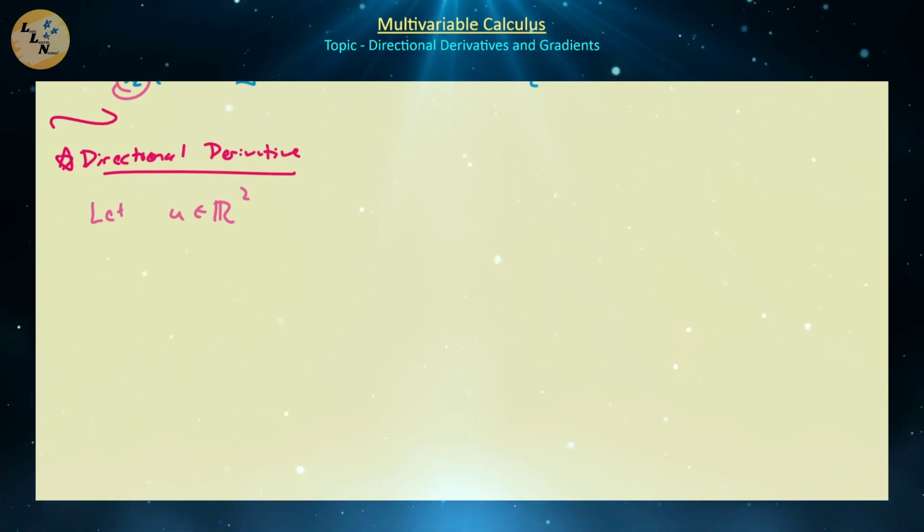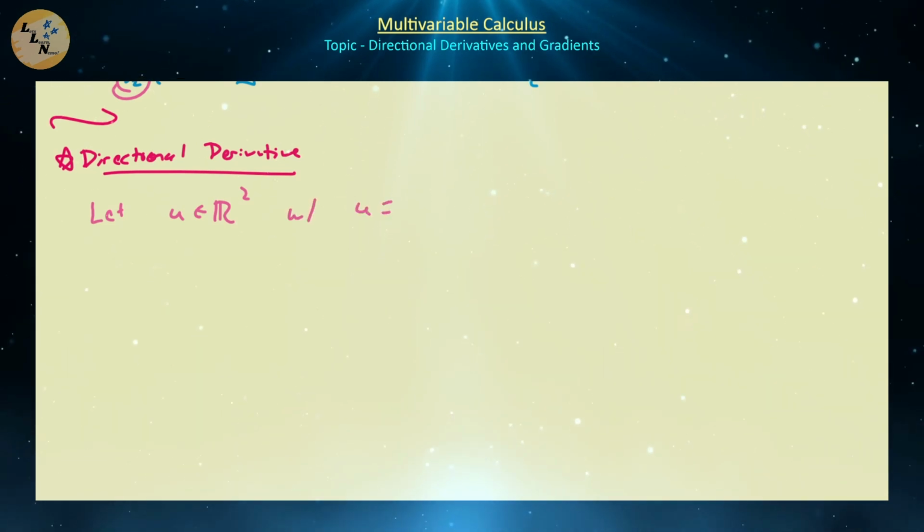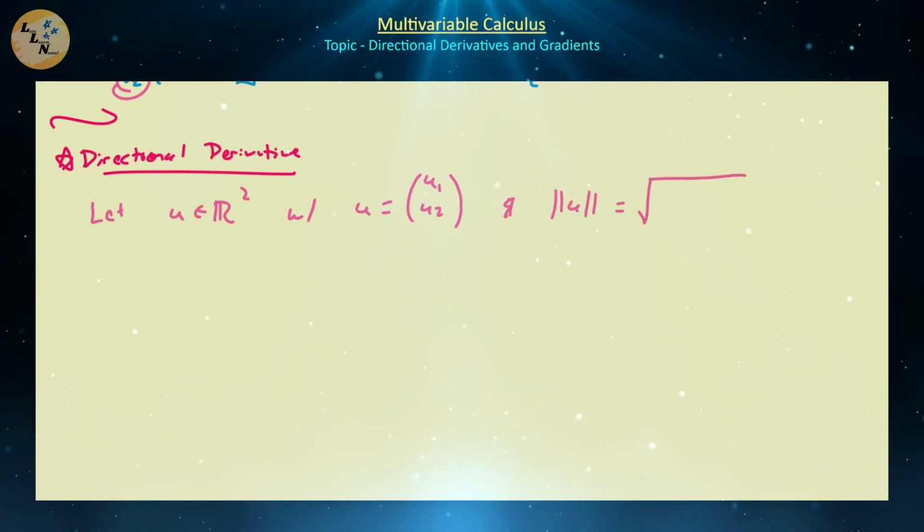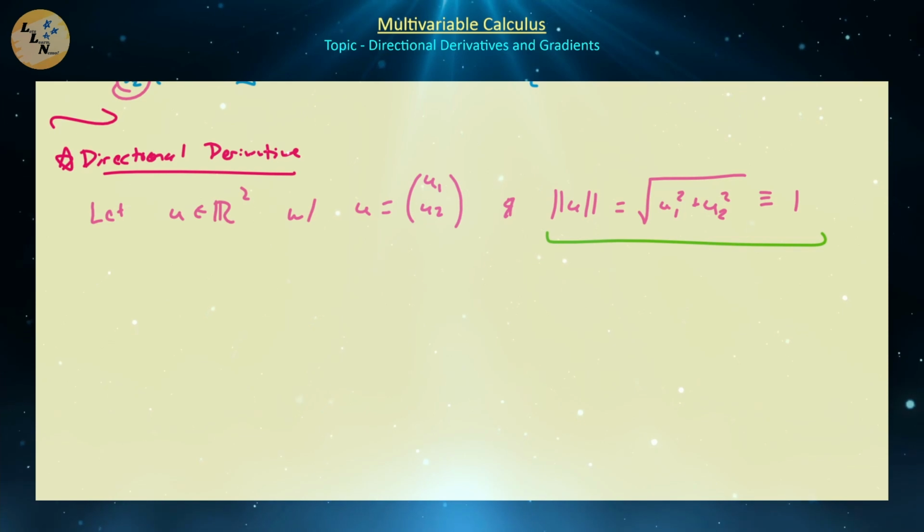So let u be a vector in R2 with components u1 and u2, and the norm of u, which keep in mind is the square root of u1 squared plus u2 squared, let's assume that this is equal to 1. When we have this property, we say that u is a unit vector.